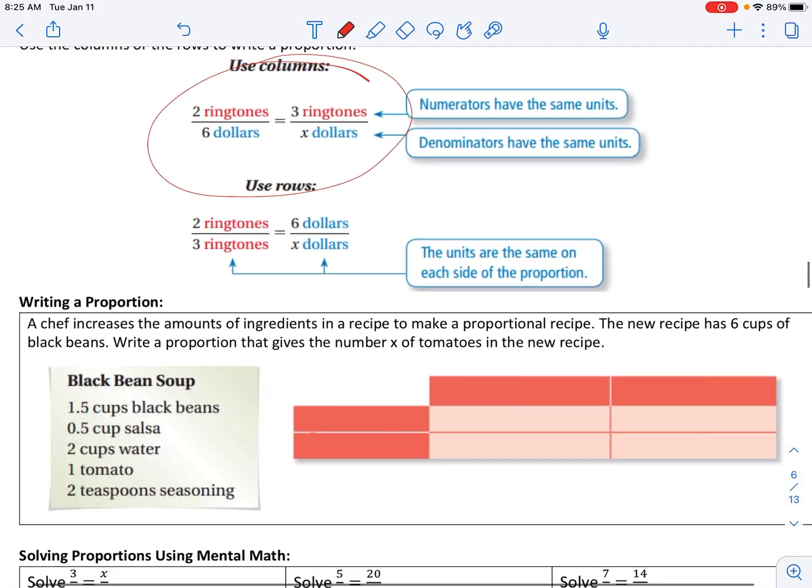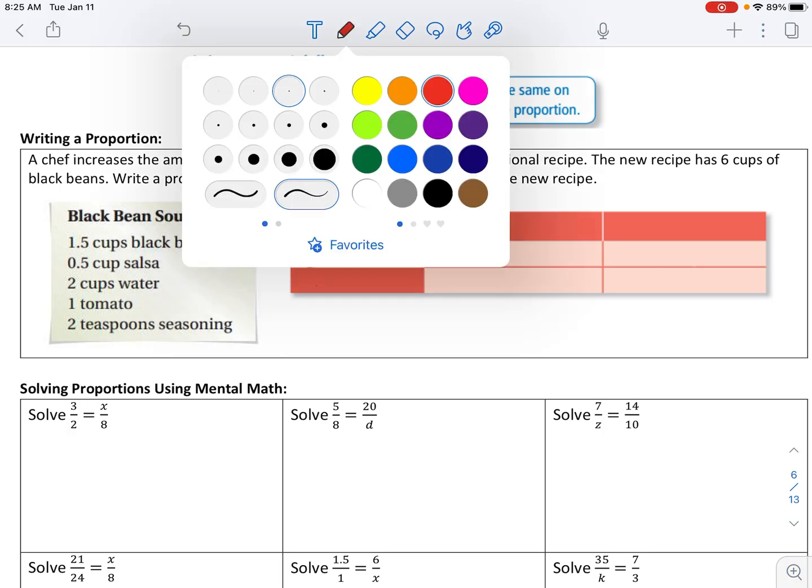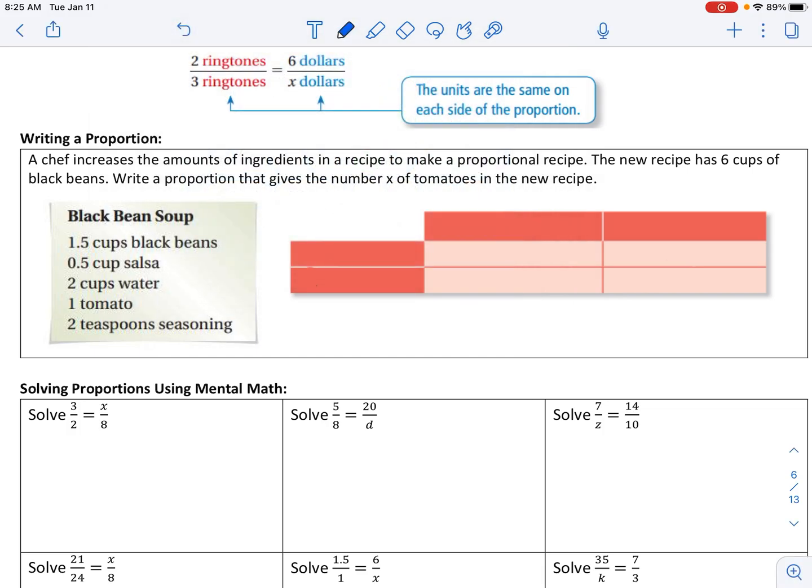Okay. So in this first example, it says, a chef increases the amounts of ingredients in a recipe to make a proportional recipe. The new recipe has 6 cups of black beans. Write a proportion that gives the number X of tomatoes in the new recipe. Okay, so we're going to be using an original recipe and a new recipe. And then we're giving the number of tomatoes in the new recipe.